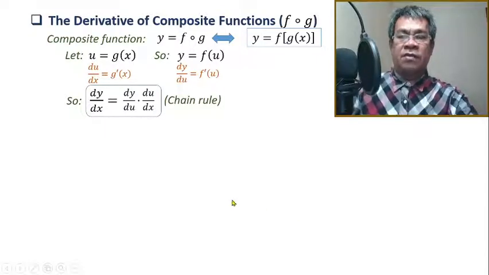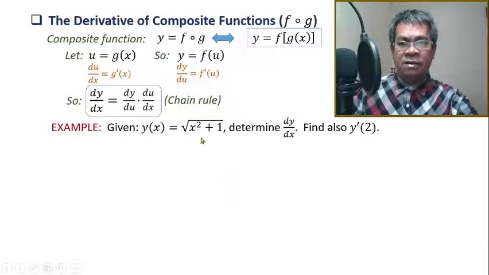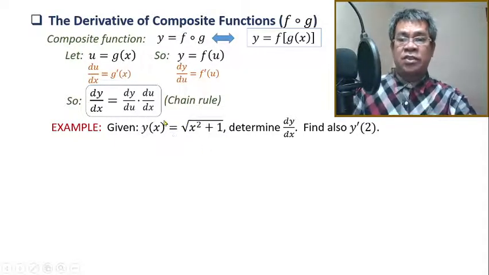Now, look at this one. Suppose I have this problem: y is equal to the square root of x squared plus 1. If you apply the expand strategy here, we cannot expand this one. So ultimately, the solution to this problem is using the chain rule.